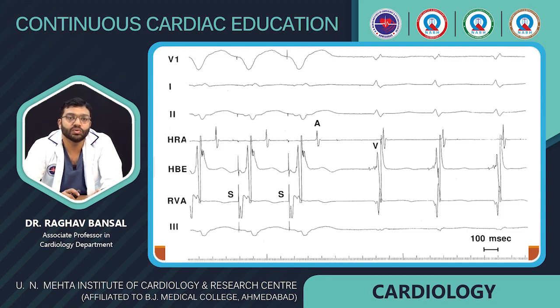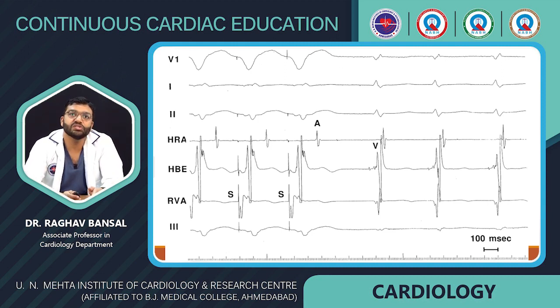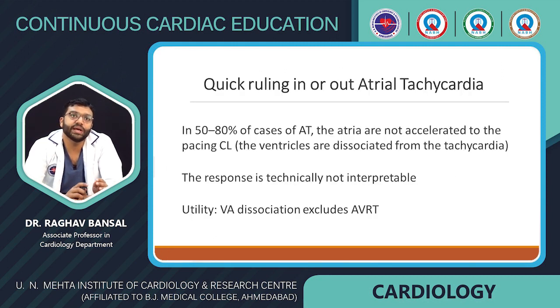This is a diagnostic maneuver. In this response, the last paced beat goes back to the A, goes down to the ventricle, leads to a VAV response. So this is not an atrial tachycardia. This rules out an atrial tachycardia. This is either an AVRT or an AVNRT. In this case, it is more likely to be an AVNRT because the activation of the atria is happening along with the QRS. So this maneuver helps us quickly rule out or rule in atrial tachycardia, and is a very important maneuver in electrophysiology.